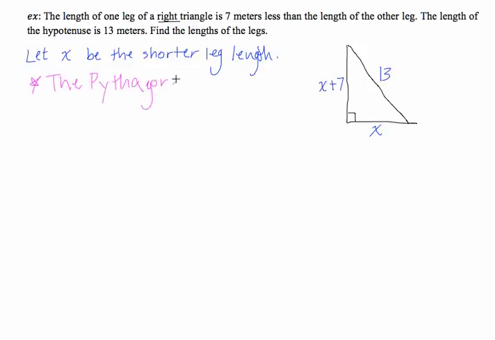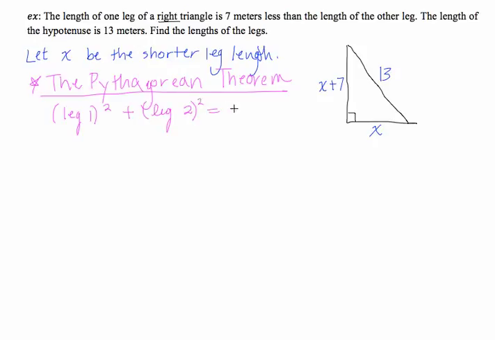The Pythagorean theorem. And what it says is that the length of the first leg squared plus the length of the second leg squared is equal to the length of the hypotenuse squared. Okay, it's a very interesting relationship. I'm not going to go into where it comes from. That's for a geometry course.